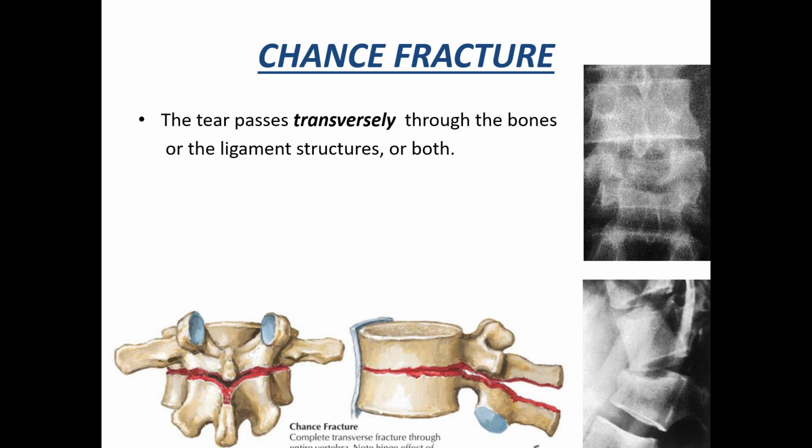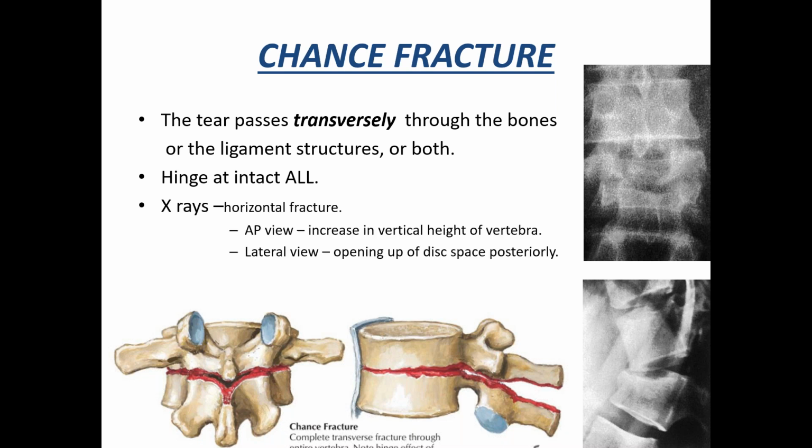The tear passes transversely through the bone or the ligament structure or both, with a hinge at the intact anterior longitudinal ligament. There is an increase in vertical height of the vertebra, and on the lateral view, opening up of the disc space posteriorly. This is just a torn vertebra, the tear is complete.